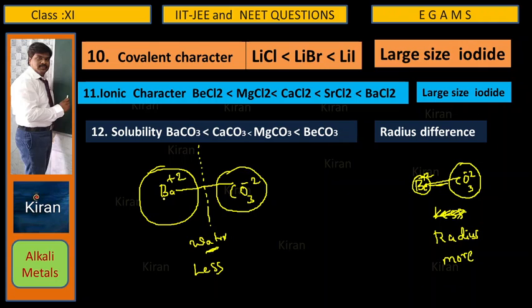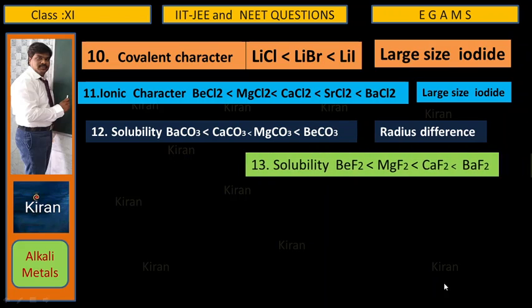So barium carbonate has a higher atomic size, and carbonate also has a higher atomic size. The internuclear distance is high. Half of the internuclear distance is known as the radius. So here this is the radius. In this case, this is the radius. The radius difference is low. Hence, solubility is high. It is more soluble. It is more ionized.